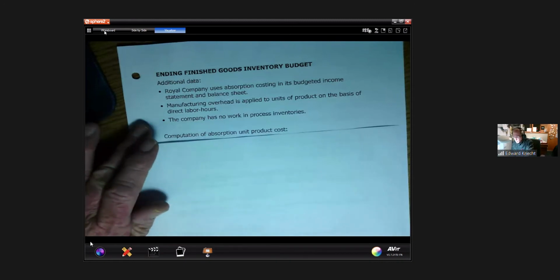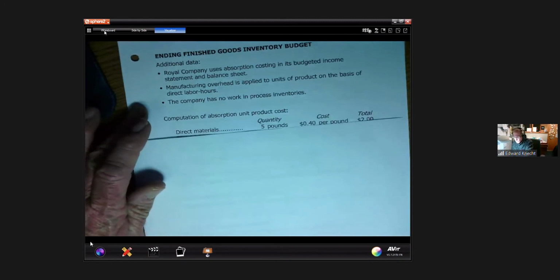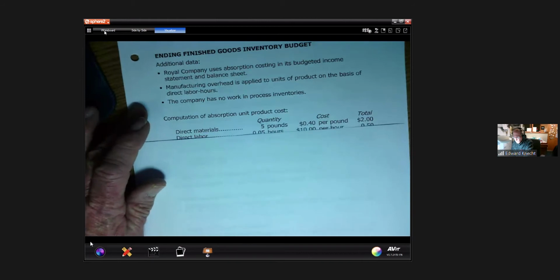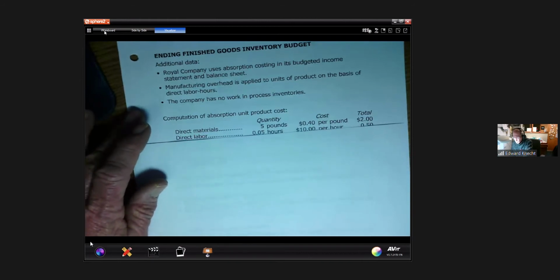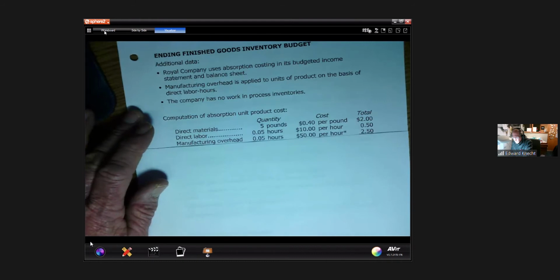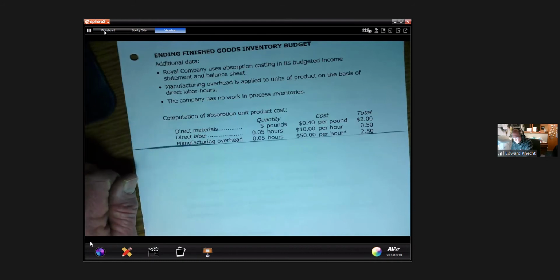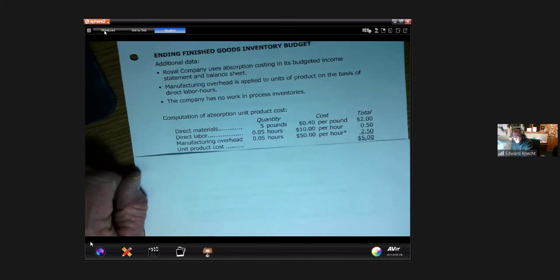Manufacturing overhead is applied to units of product on the basis of direct labor hours. The company has no work in process inventories. Computation of absorption unit product cost. So we have direct materials: 5 pounds at 40 cents per pound, $2. Direct labor is 0.05 hours per unit at $10, that's 50 cents. Manufacturing overhead, 0.05 hours, using direct labor hours to apply it at $50 per hour, we get $2.50. So the total unit product cost is $5.